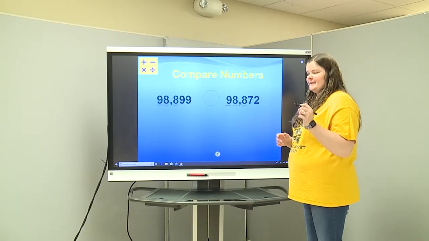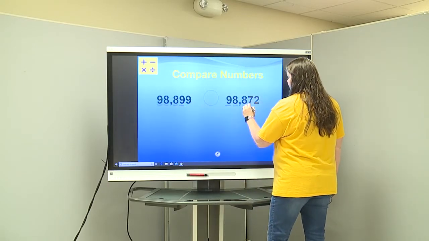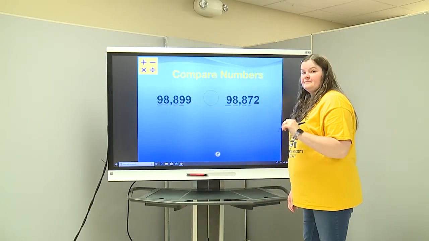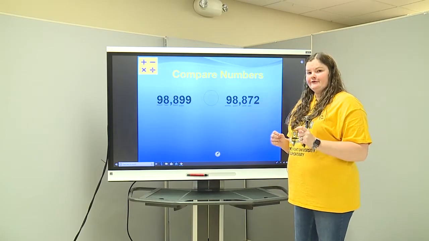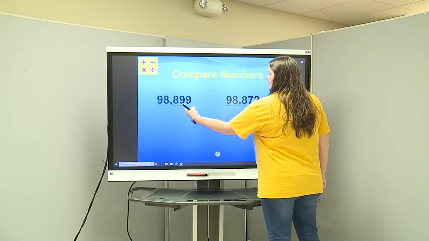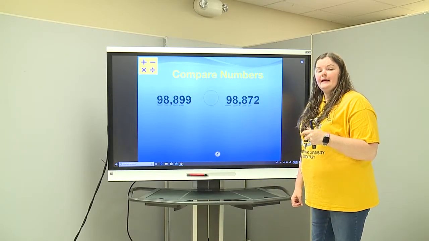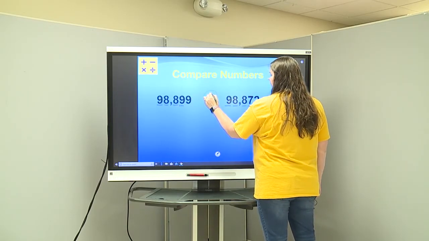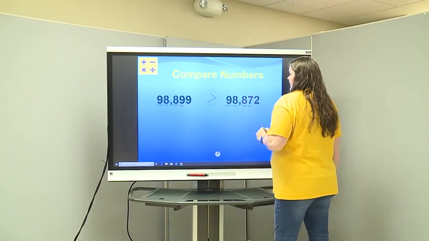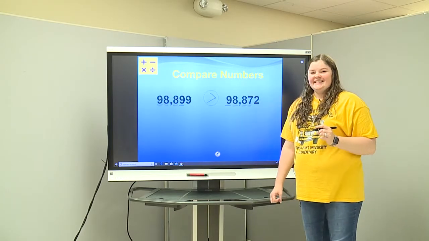Let's go down to the tens place. Then I have 9 tens compared to 7 tens. Nope, those numbers were not the same because in the tens place they had different digits. So now I'm comparing 9 tens to 7 tens, and I know that the 9 tens are definitely going to be larger. So 98,899 is greater than 98,872.